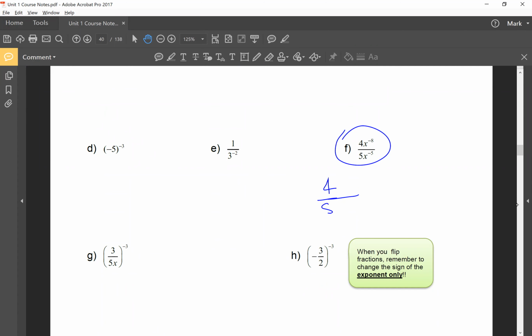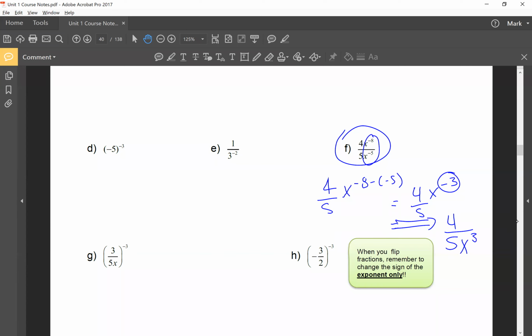4/5 stays normal, but because these x's are divided, I'm going to subtract the exponents. So what I end up getting is 4/5, and then I get x, and it's -8 minus a -5. Again, I've said this a few times. You can do this on your calculator. It ends up being -8 plus 5 or -3. Now, I want that exponent to be positive. So I could write this as 4/5 and x to the +3.